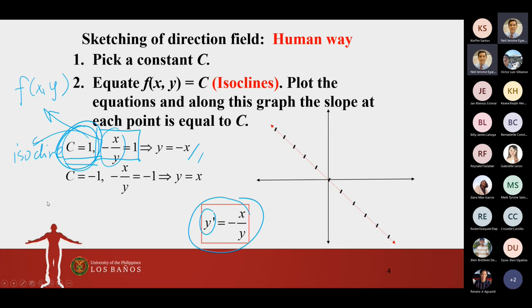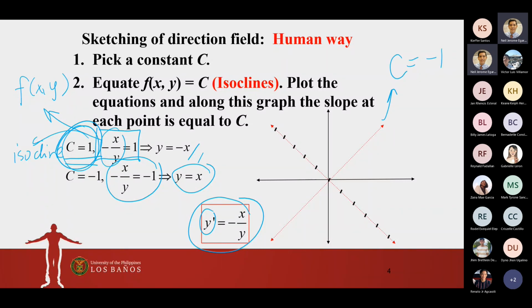Say, I'll use C equals negative 1 naman. Kapag kasi C equals negative 1, una hanapin niyo yung isocline. So I'll have negative x over y minus 1. Pag sinimplify ko yan, y equals x. Ayun, so ito yung pangalawa nating isocline. Ito yung isocline when C is equal to negative 1.